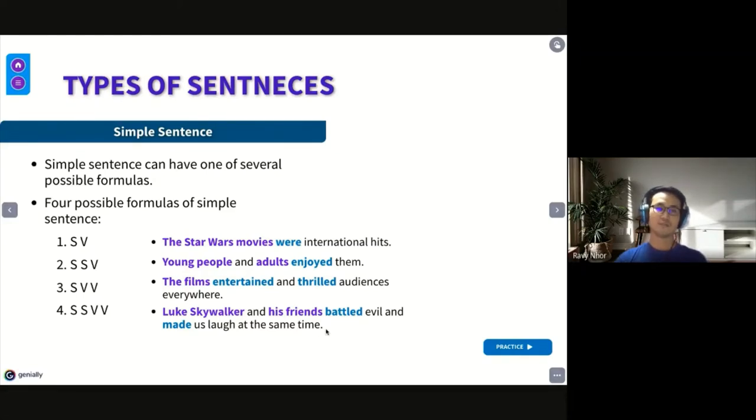So when we look at the sentence here, we don't look at the objects or the other information.